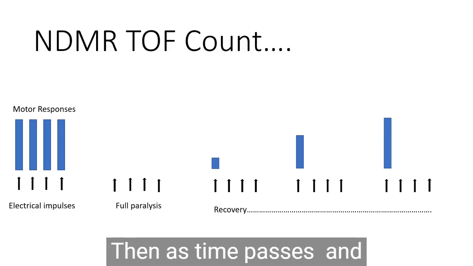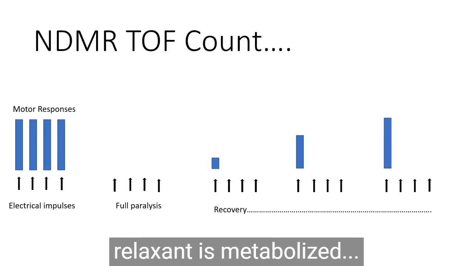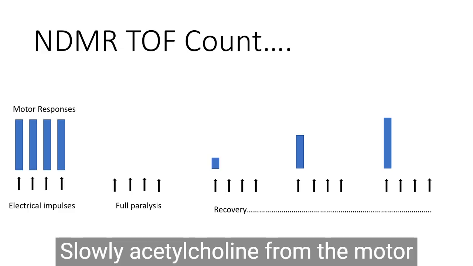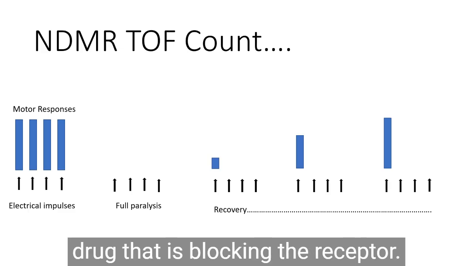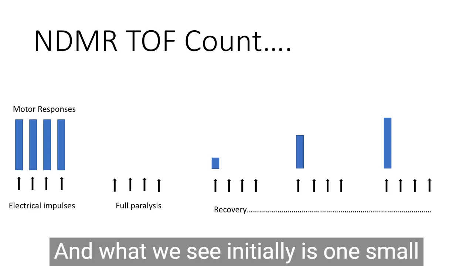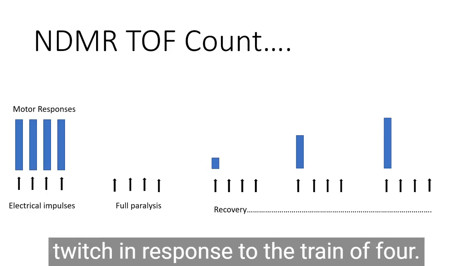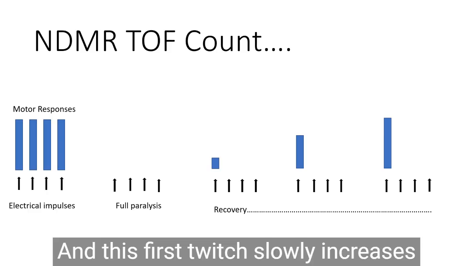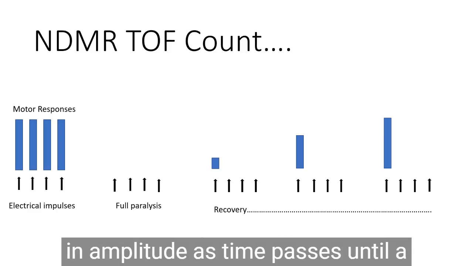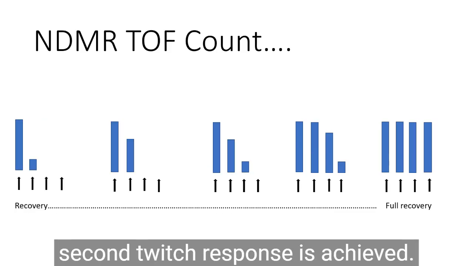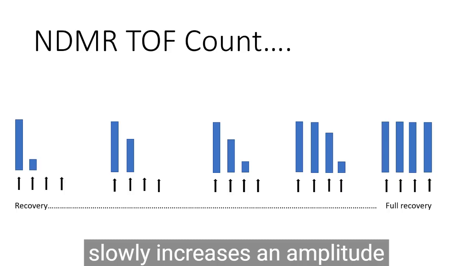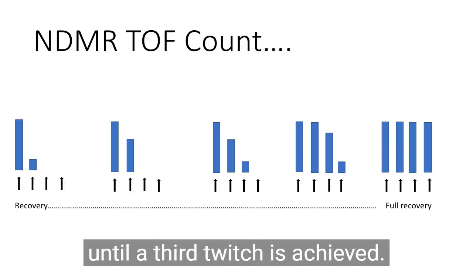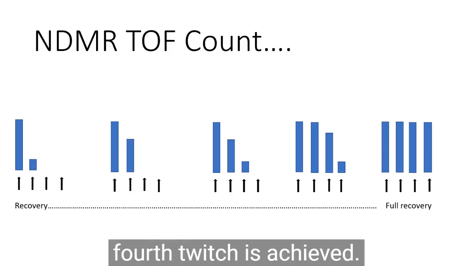Then as time passes and the non-depolarizing muscle relaxant is metabolized, slowly acetylcholine from the motor nerve is able to outcompete the drug that is blocking the receptor. And what we see initially is one small twitch in response to the train of 4. And this first twitch slowly increases in amplitude as time passes until a second twitch response is achieved. And then the second twitch slowly increases in amplitude until a third twitch is achieved. And then with time, a fourth twitch is achieved.